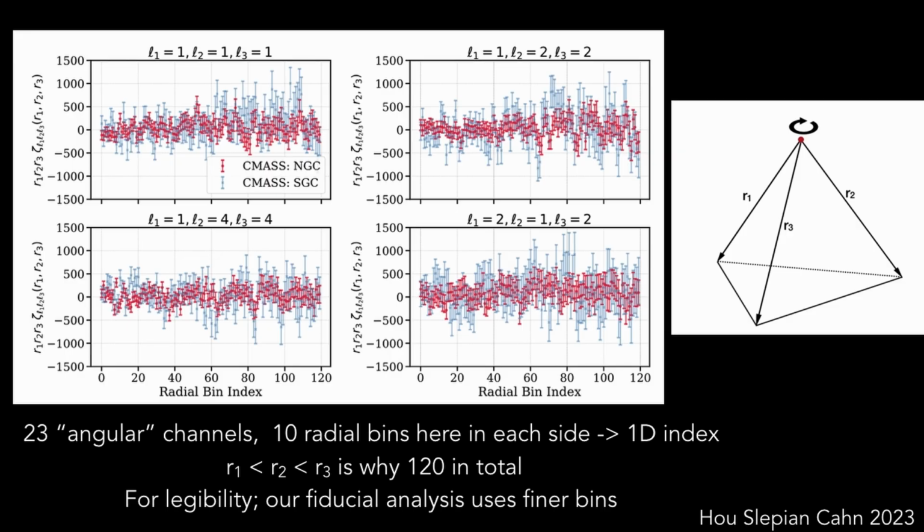And what I want you to really notice is that these measurements don't look like they have any obvious secure deviation from 0 by eye. They look kind of like noise. So what you really need to do is combine all 23 angular channels and then weight them by inverse covariance to get a detection significance. Okay, so I'm also showing you at right, just as a reminder, how our tetrahedron looks and what the 3 side lengths are in it.